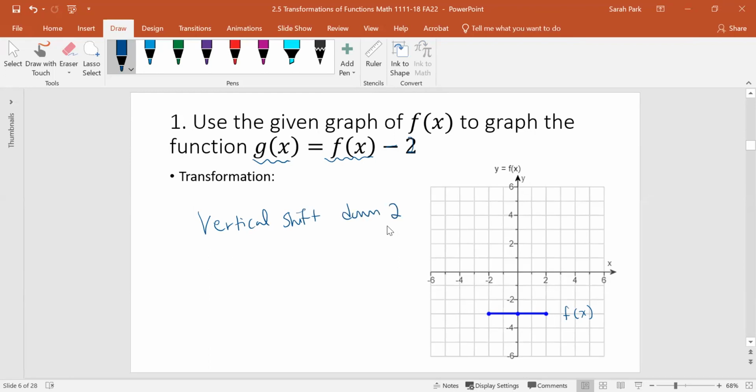2 units. For this, let me use orange. We would take the whole line and make it go down 2, so that point would go down 2, and if we connect, you can see how the whole graph shifted down 2, and that will be our new graph g of x. We can't graph this function again because there is no equation for it.